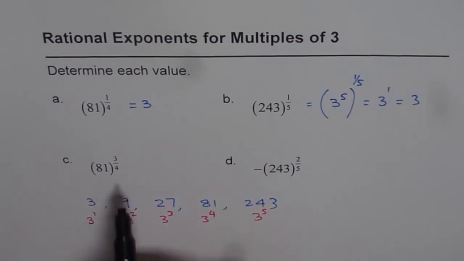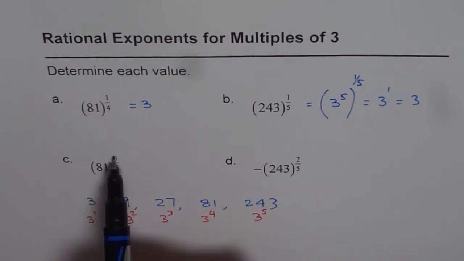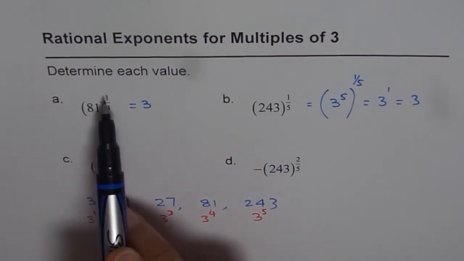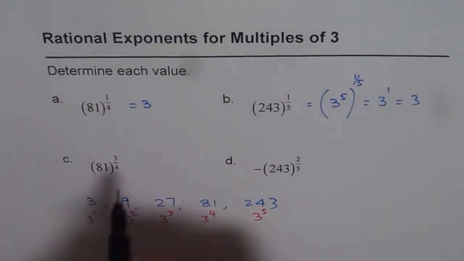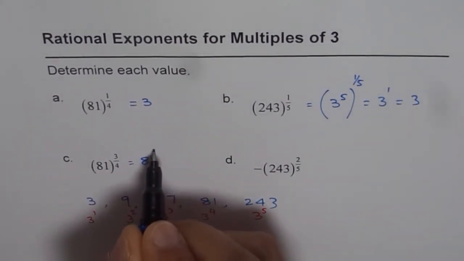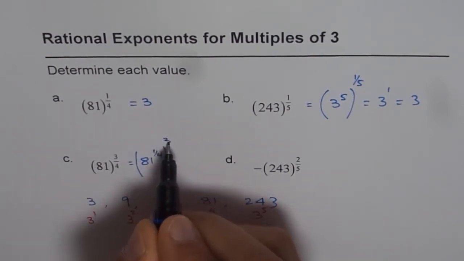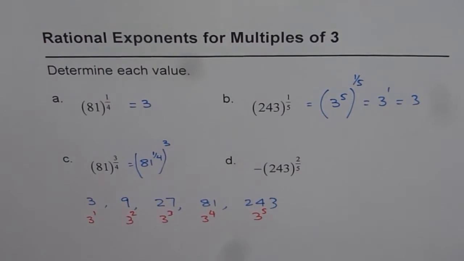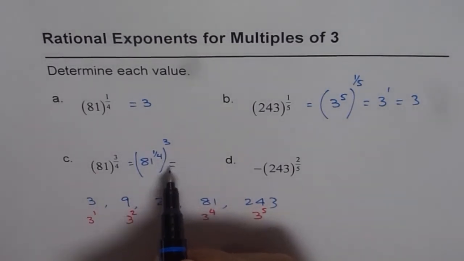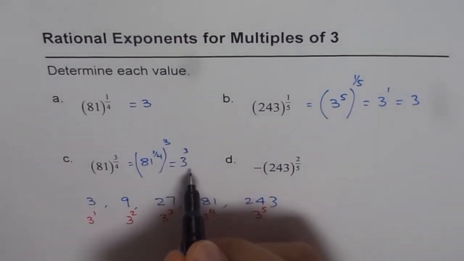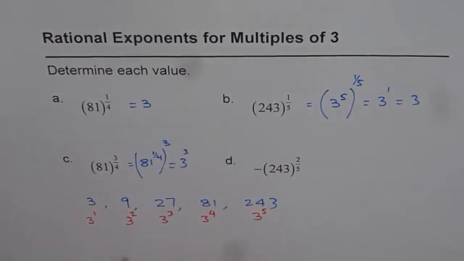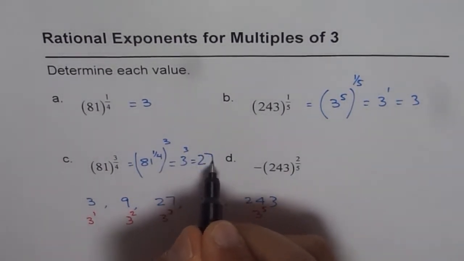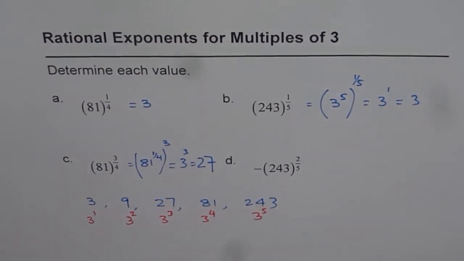Now let's look into parts C and D. These are slightly more complicated. Now here we have 81 to the power of 3 over 4. So earlier we did 81 to the power of 1 over 4, right? So we could write this as 81 to the power of 1 over 4, and then we can cube the answer. Do you see that? So that is a strategy which should be adopted when you have rational exponents, right? So 81 to the power of 1 over 4 is 3, and 3 cubed is our answer. But what is 3 cubed? 3 cubed is 27. So we get this answer as 27. Do you see that? So that is a way to find the value of our exponents, okay?